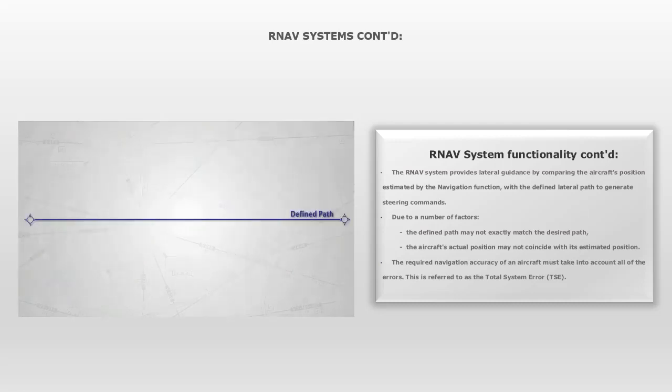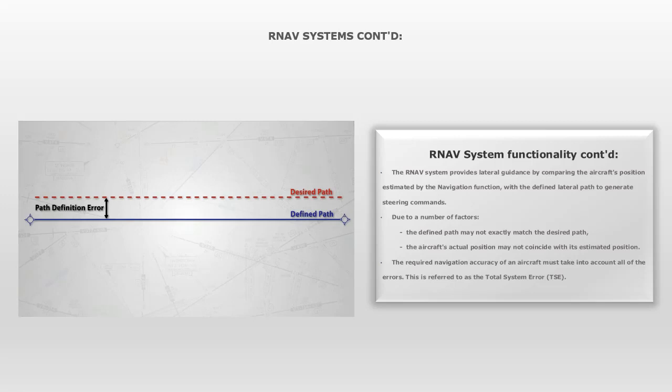However, there are errors in the RNAV system which need to be taken into account. Firstly, the defined path in the aircraft may not be exactly where the airspace planner or procedure designer desires the aircraft to fly. This error is called the path definition error and can be caused by the resolution of the computer and due to the unevenness of the Earth's surface. This error is assumed to be very small and is managed in the data chain.